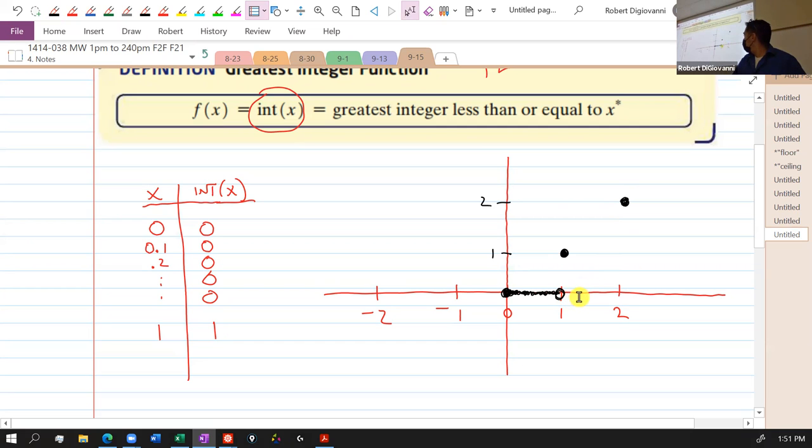But what about if you're trying to plug in numbers between one and two, like 1.1 or 1.2, 1.3, what do you get? One, right? Understand that? If I plug in 1.1, it spits out one. If I plug in 1.3, one. 1.5, one. 1.9, one. 1.99999, one, right? The whole time, until I get to two, that's when it jumps up. Like that. And it will continue this way, and it continues down this way.